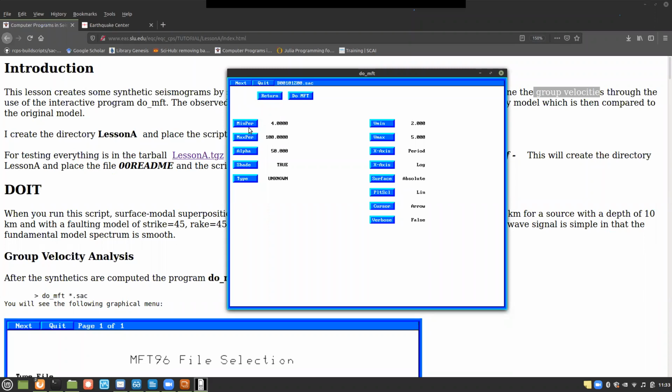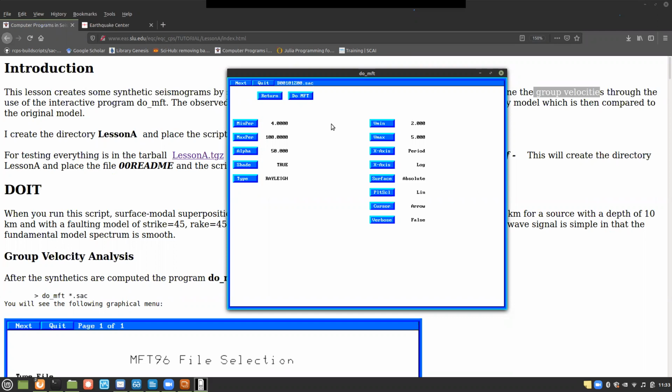You have to make some other choices. Say this is the minimum period you want to investigate. This is the maximum period. This is the alpha. This parameter is related to the distance and I think the frequency cutoff. There is something that you have to read. And then this is just some shading. This is some graphics. And then the most important thing is here, also here, the type. So it shows what type of waveform you want to pick the dispersion curve for.